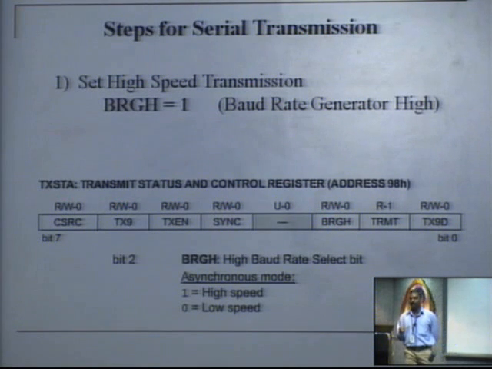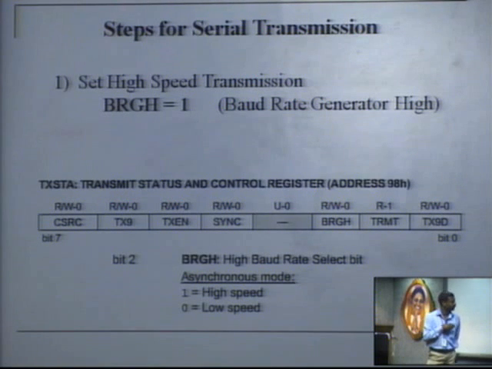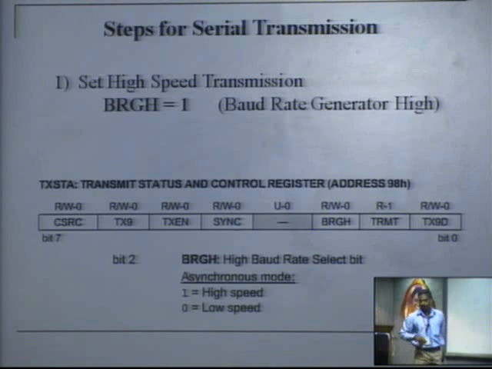So when you are writing the program, how will we write it? We need to set this bit of this register: BSF TXSTA comma bit number 2, that is, BSF TXSTA, 2. Sometimes you may not remember the bit number. Then you can give the name itself: BSF TXSTA comma BRGH. That means the BRGH bit in TXSTA will be set. So this is the first step.